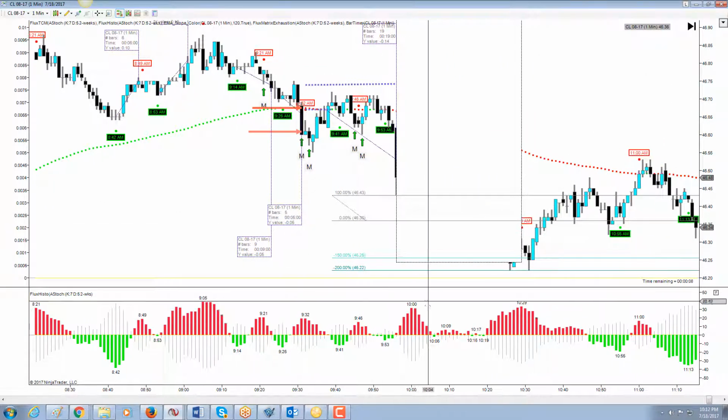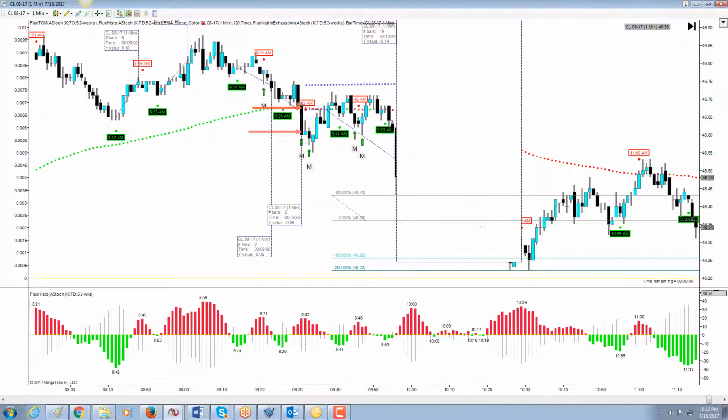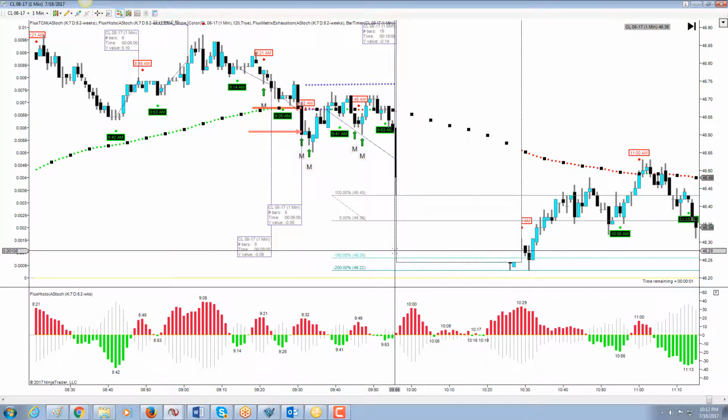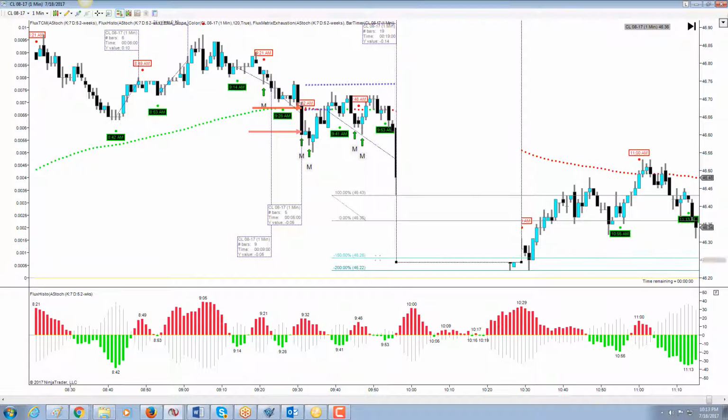Trend is still down, so the next signal coming up in the direction of the trend, which is down, would be 10 o'clock. And let's see what happens. It's 10:56, so we have 4 minutes to relax.